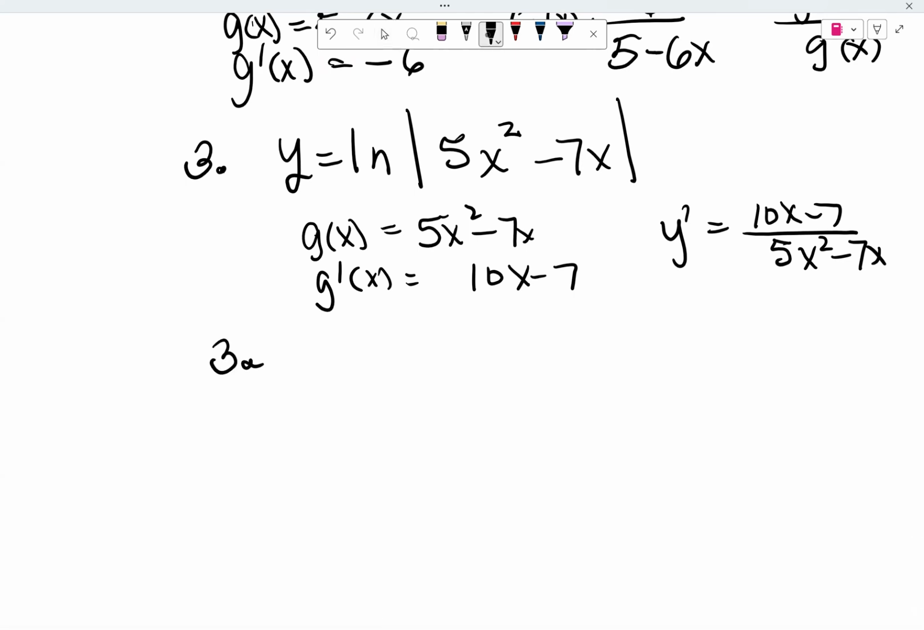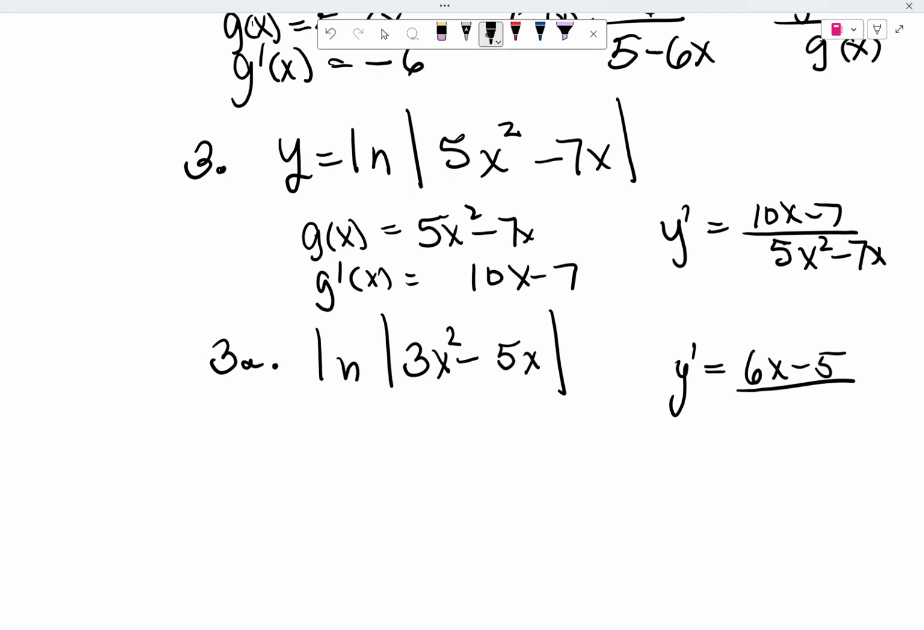Look, try this one if you're not feeling it for size. I have the natural log of the absolute value of 3x squared minus 5x. What is the first derivative? 6x minus 5. Yeah, the first derivative will be 6x minus 5 over... you've got to finish the bottom part. 3x squared minus 5x. That's it.